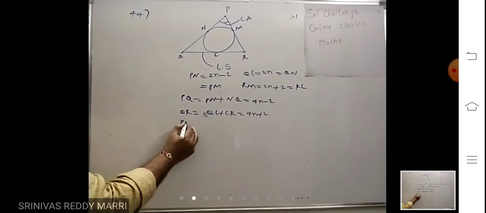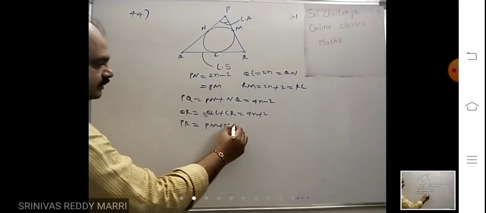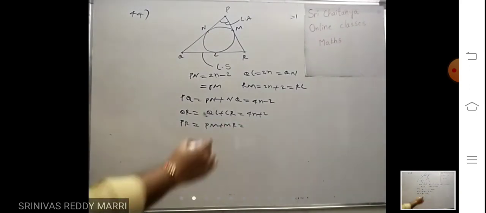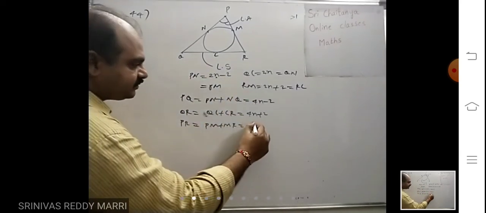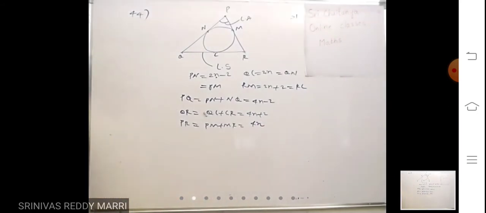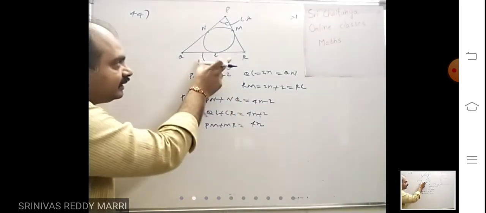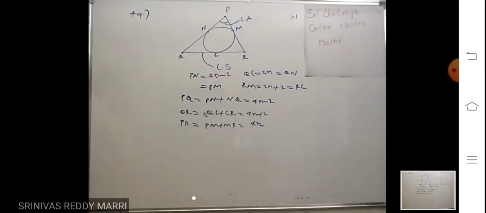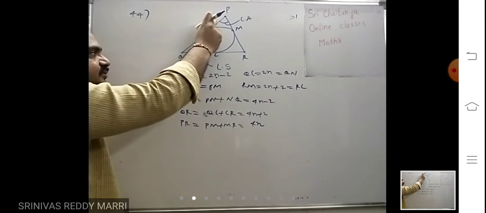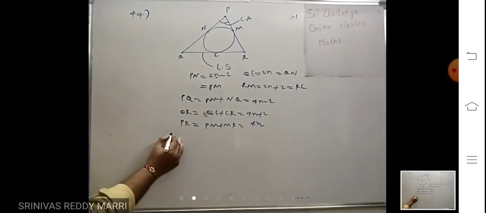So next, PR. PR is PM plus MR. PM is 2n minus 2 and MR is 2n plus 2, so adding them you get 4n. Out of these three, PR is 4n, the greatest side. The greatest angle is given with cos P equal to 1 by 3. That's why I have taken 2n minus 2, 2n, and 2n plus 2, such that this side becomes the greatest.